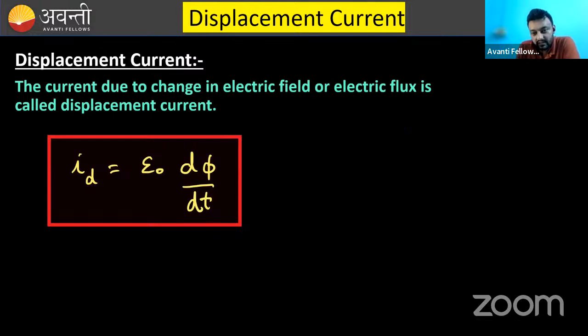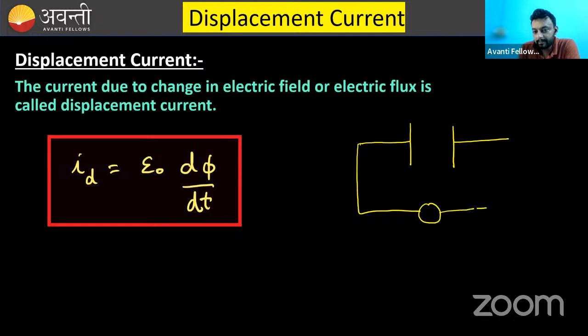For example, you can see here, these are the two capacitor plates which are connected by some voltage source, like this. Either you can add AC or DC. Let's suppose I am adding an AC source here. Some AC source is connected here. These are the plates of the capacitor.